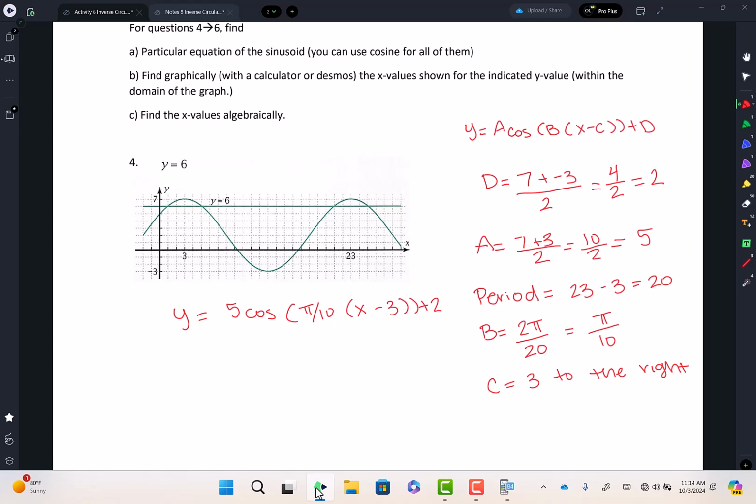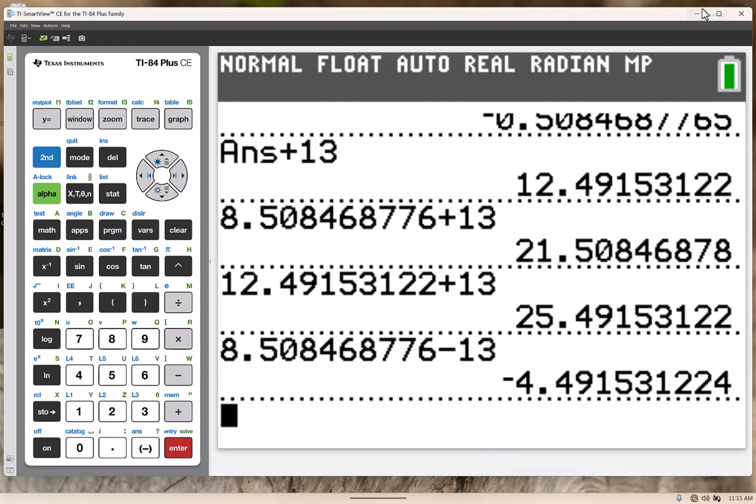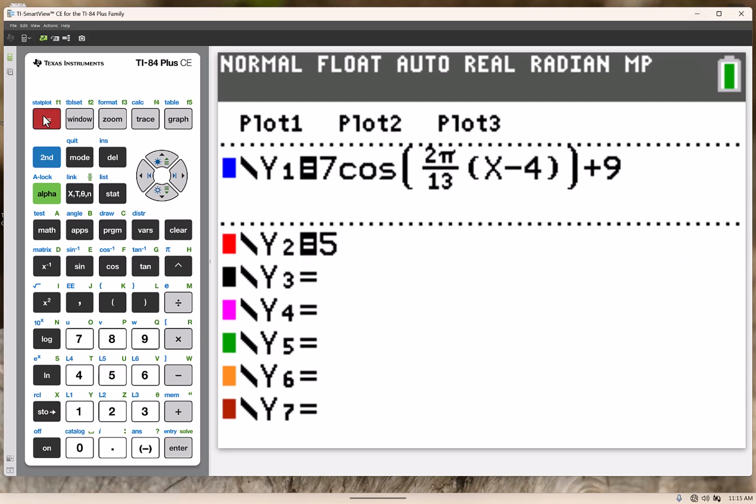All right, guys. Letter B says find graphically. Take your calculator. You did it last time super perfect. So minimize this. See the little middle? Yeah, look, take this guy, and then push the minimize. Okay, there's my calculator. Click on Y equals. So we're finding it with our graphing calculator.